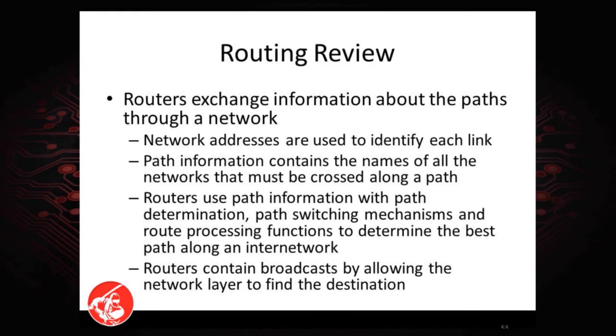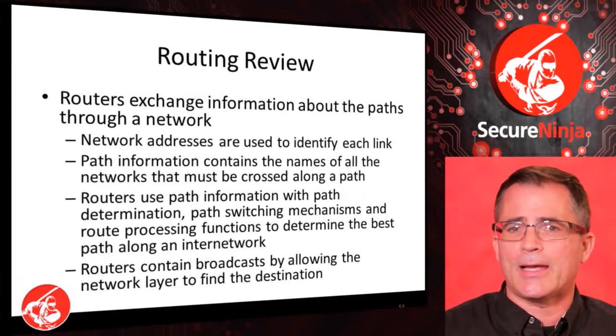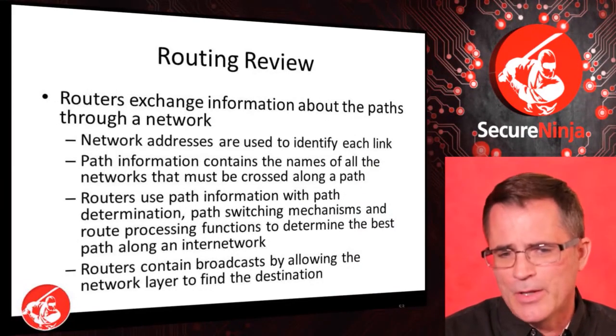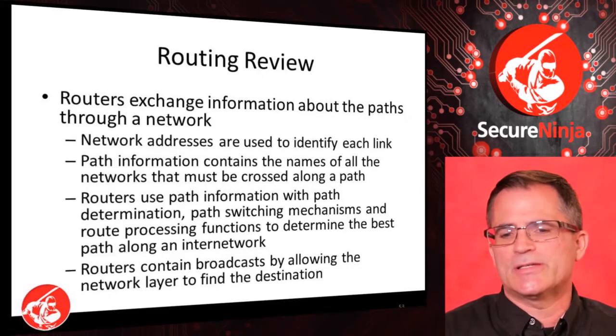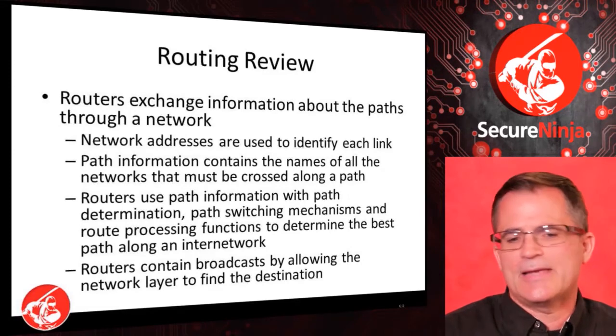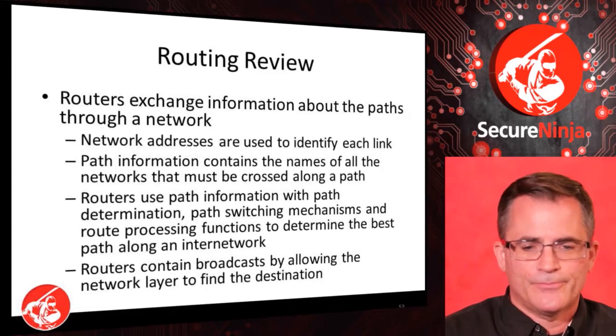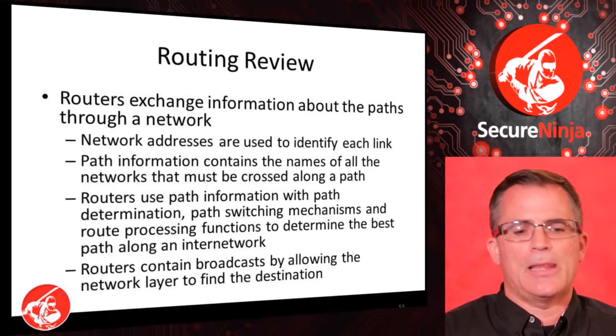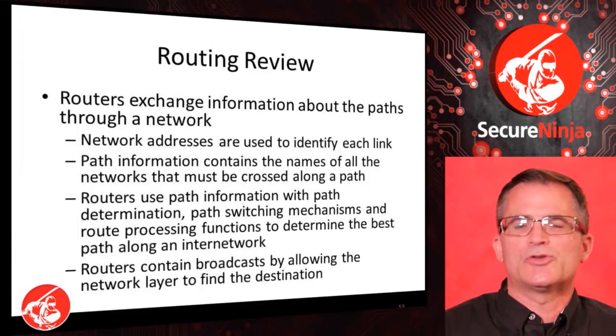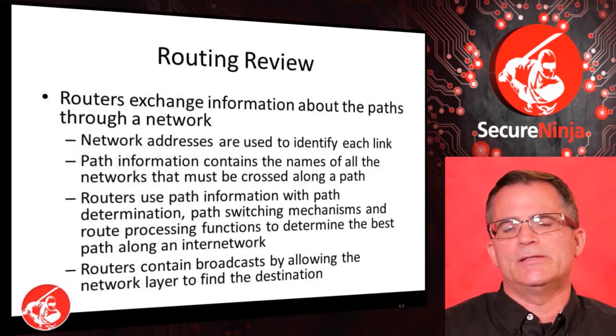Well, since we are looking from the outside at a red team hack, we want to talk about routing. What is routing? Routers exchange information about paths through a network. The network addresses identify each link, and contain the names of the networks that it crosses along the paths. They use this information to determine what we call switching. And a router contains broadcasts by allowing the network layer to find a destination. So when you think about it, an IP address goes and hops around the internet until it finds the router that owns that IP address block. And then the data is delivered to what we call the MAC address, the physical address.